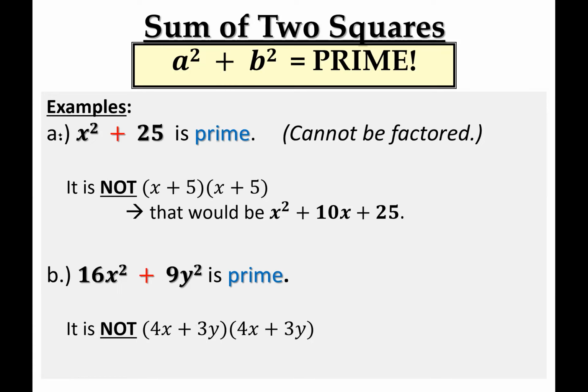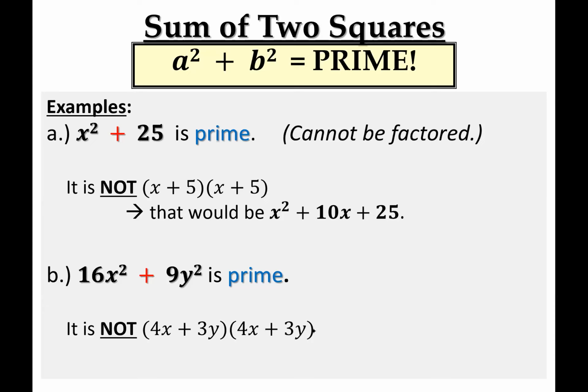So here's the first example, x squared plus 25. It is not x plus 5, x minus 5. It is also not x plus 5, x plus 5. If you distribute, you would not get back to our original problem. If you take x plus 5, x plus 5, you would get x squared plus 10x plus 25. That's different from the original problem. So just be careful when you see two perfect squares being added. That problem cannot be factored. You would just say prime or not factorable.